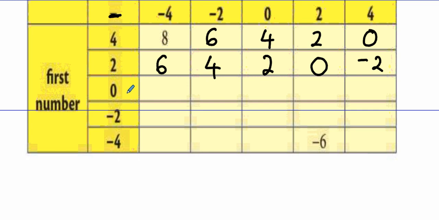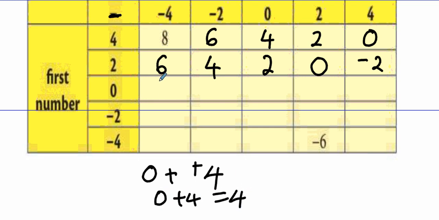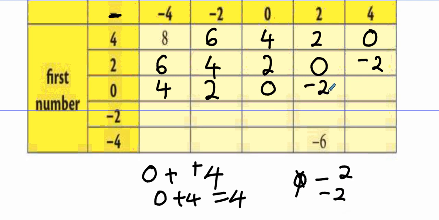0 minus negative 4. Okay, so 0 minus negative 4, this becomes positive. 0 plus 4, the answer is 4. Right here, 4. 0 minus negative 2, the answer will be 2. 0 minus 0, the answer is 0. 0 minus 2, cancel that, means with the negative 2. So 0 minus 2 is negative 2, and 0 minus 4, same thing, it will be negative 4.